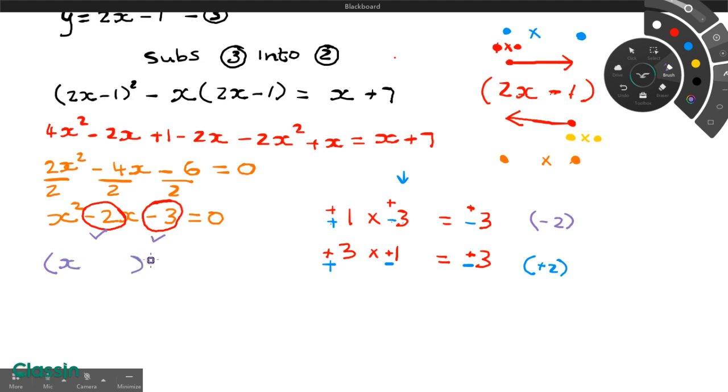(x + 1)(x - 3) equal to 0. We said that the factors are positive 1 and negative 3. So meaning that our solution will be x is equal to negative 1 or x is equal to positive 3.